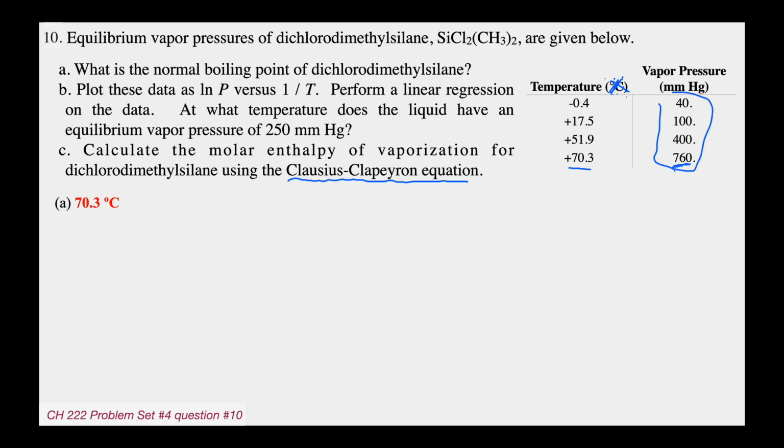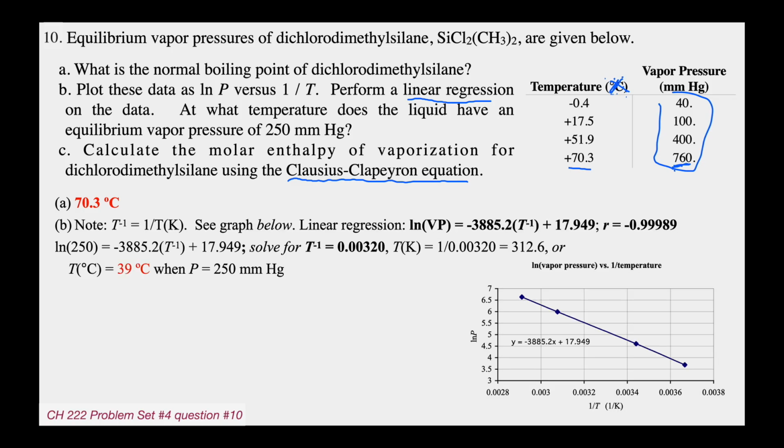That's not bad. But when you do 1 over T, you first want to turn Celsius to Kelvin, and then go 1 over Kelvin. Okay, so Celsius to Kelvin, and then 1 over the Kelvin temperature is what the 1 over T is. If you've done this right, the natural log of vapor pressure versus 1 over the Kelvin temperature, you're going to see a straight line. And if you perform a linear regression analysis on the data, you're going to get the slope, the y-intercept, and also the correlation coefficient.